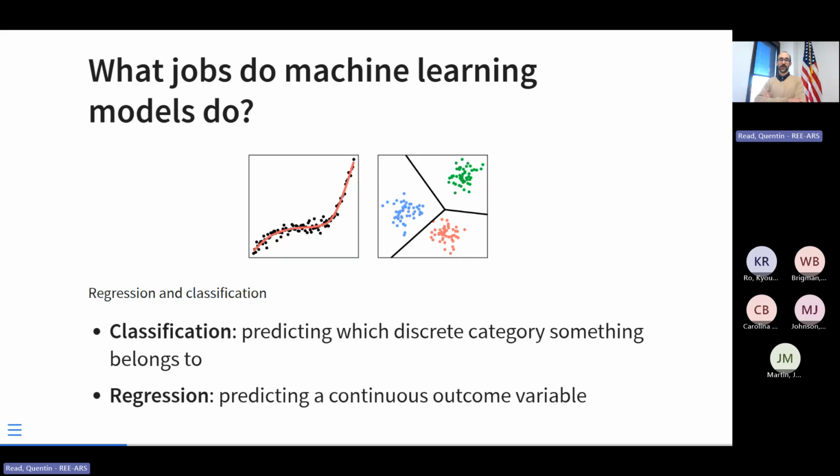And what are these jobs that I'm talking about? There are two main ones that we can distinguish between. One is classification, that is predicting which discrete category something belongs to, and the other is regression, when the prediction is a continuous variable.